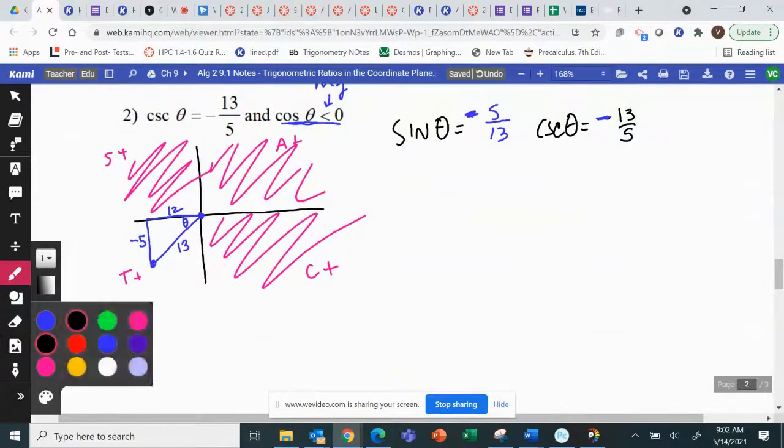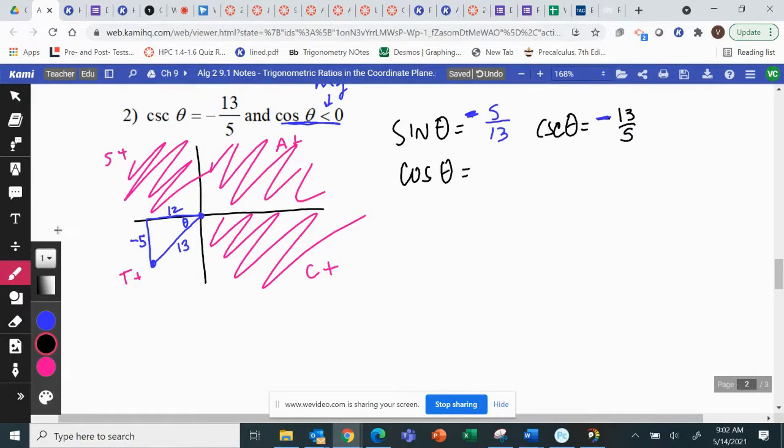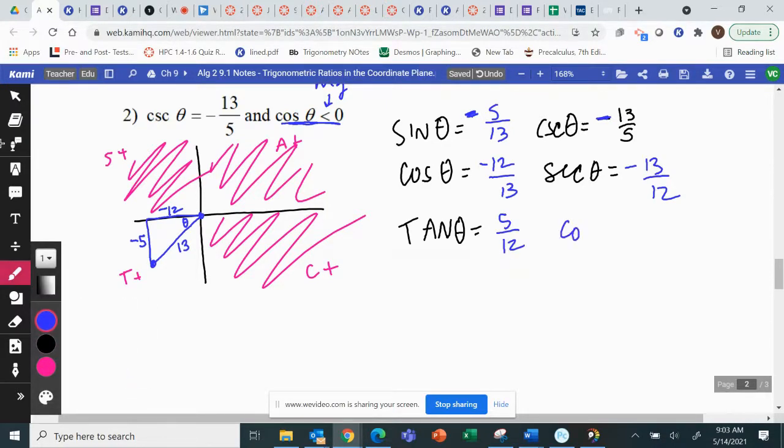So then to find the rest of these, cosine theta is, oops, it's not 12, it's negative 12. Negative 12 thirteenths. And then secant theta will be negative 13 twelfths. Tangent theta is 5 twelfths. Cotangent is 12 over 5.